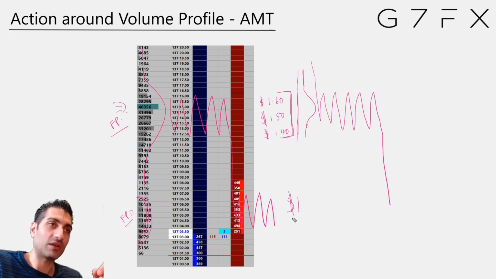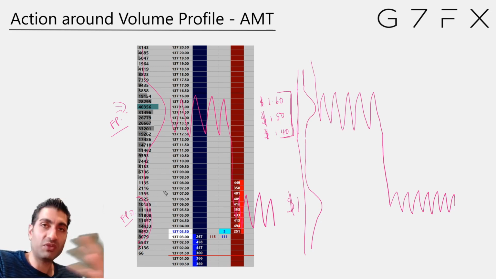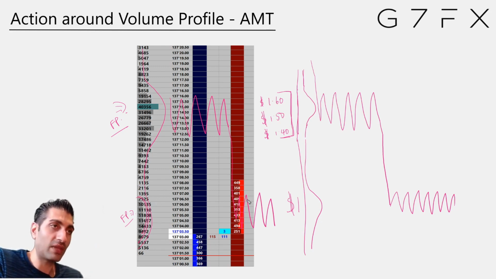To let's say $1. Then what you'll see is the market will transact there for a little bit longer, and that's all that's happening. You're getting more profile being built down here. Same thing here. There was a fundamental shift, something happened, I don't know what it was, and it moved down.